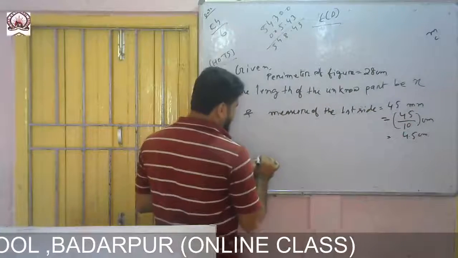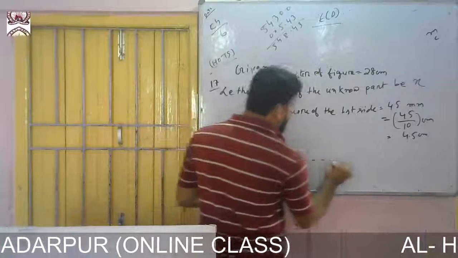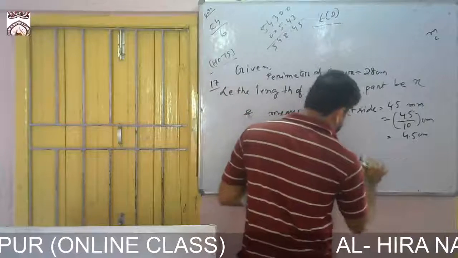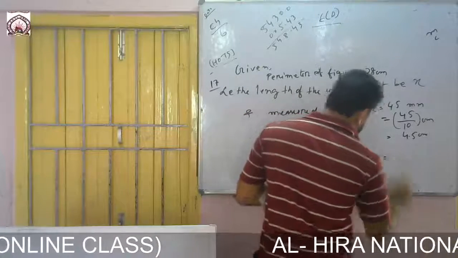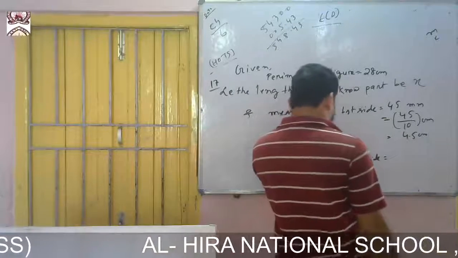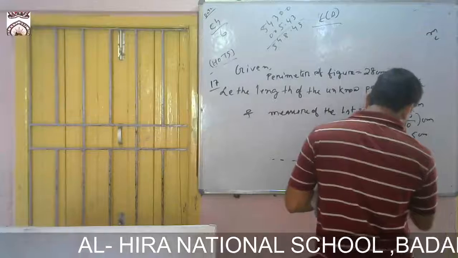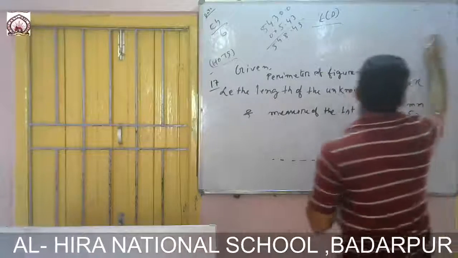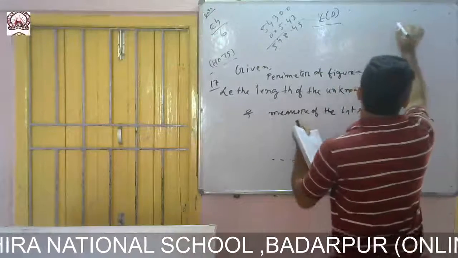Right, measure of the second side. What is given? 10 centimeter 4 millimeter. Let me draw the figure here.